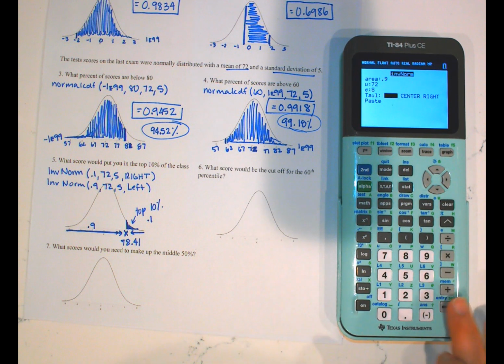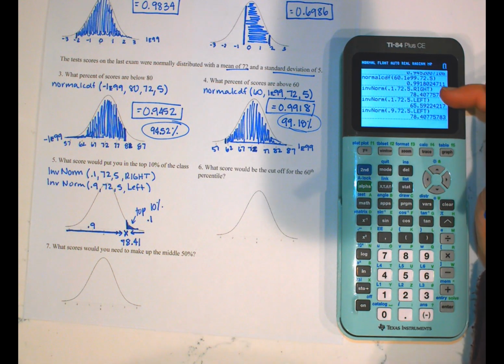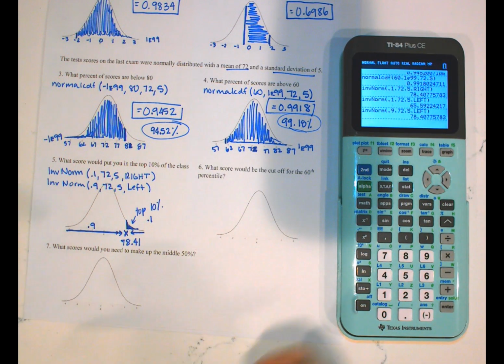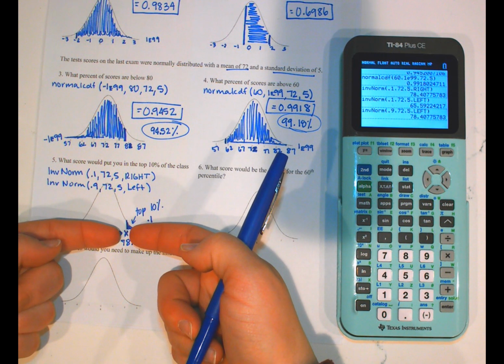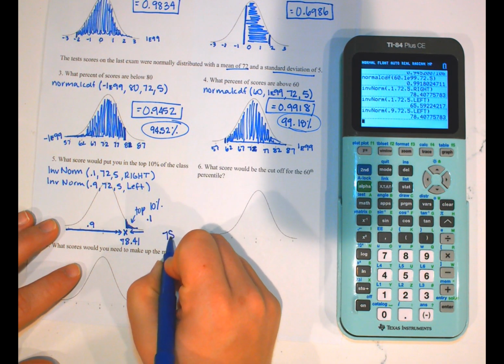0.9 from the left, paste. Now I have the same value that I had up here, right? Because it's just getting me to this location of this z-score here. So my answer is 78.41.